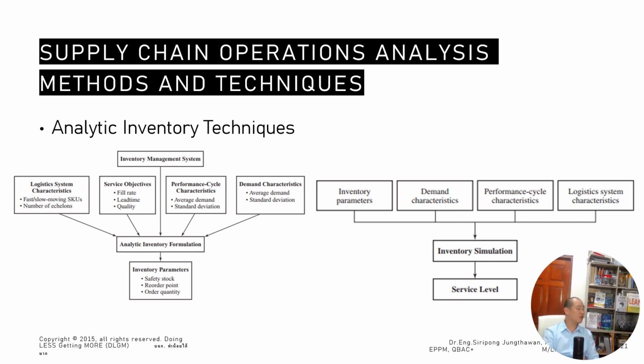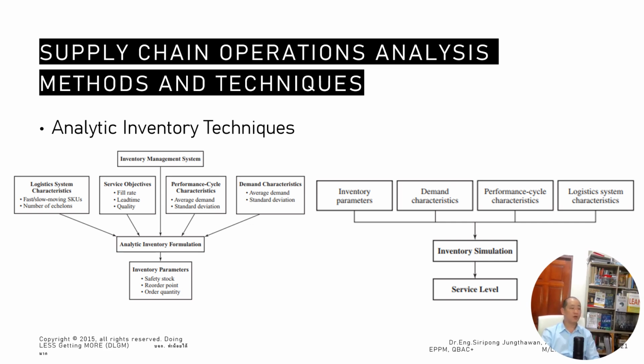We start with logistic system characteristics, that you have to know fast and slow moving SKU, how many SKUs that you have, and then what part is the fastest, what part is slow moving, that you use the policy for fast and slow, it is not the same, it's different. And the number of echelons, that means how many warehouses that you have to design, we call the number of echelons. And the service objective, the fill rate, that you have to set KPI for the fill rate, for the lead time, and also for the quality, that you have to design your supply chain.